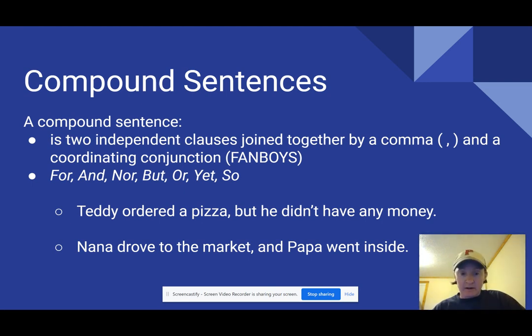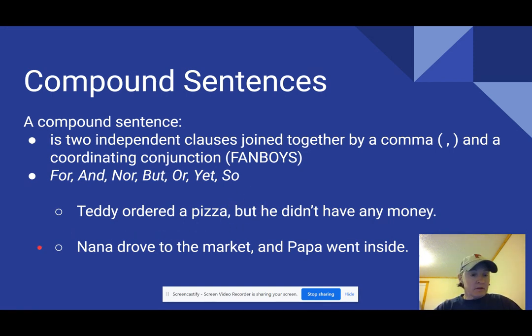Teddy ordered a pizza, comma, but he didn't have any money. All right, so if you look at this, Teddy ordered a pizza. I think we all can agree that that is a sentence. That's an independent clause. And then if I jump over to he didn't have any money, that also is an independent clause. So we have 2 independent clauses, and what kind of glues them together is this comma and the word but, which is one of those coordinating conjunctions.